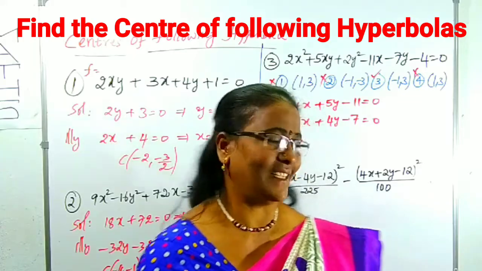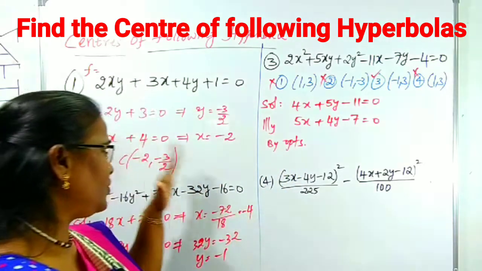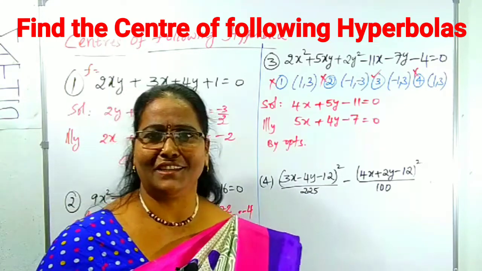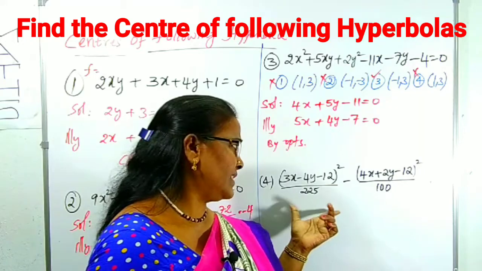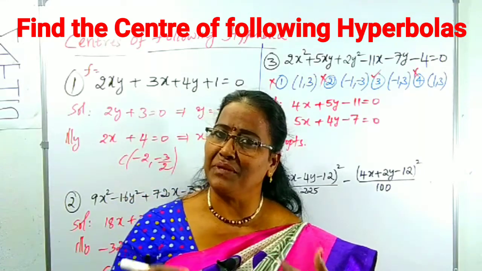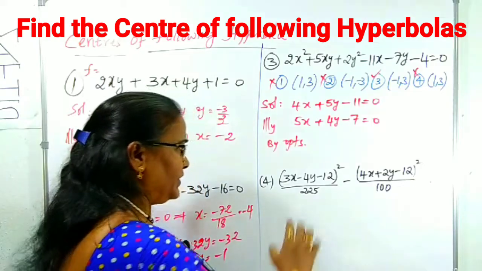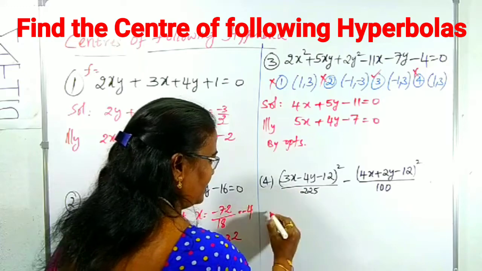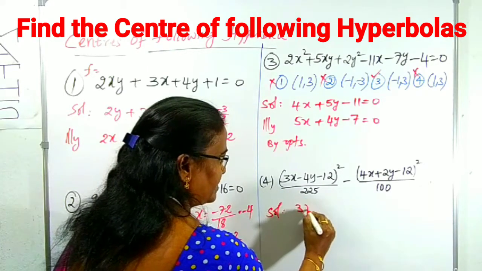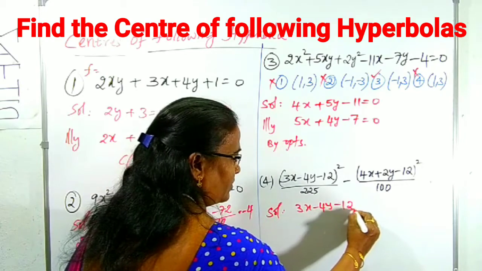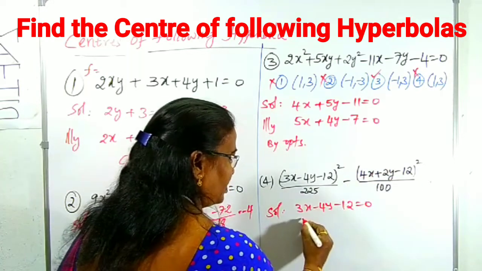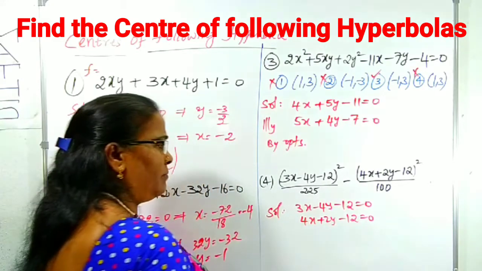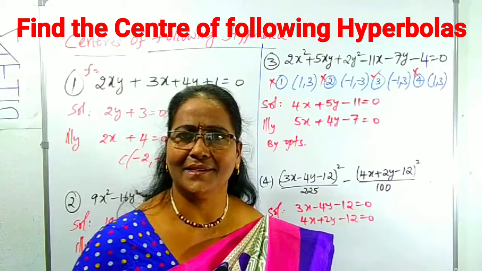Clear? Right. Now, in these two questions the equation is given directly in terms of x and y. But in this equation, it's not given like that. To find the center for this one, if you do this process, it becomes lengthy. Simply, to find the center of this hyperbola, we can solve these two equations. What is the equation? 3x minus 4y minus 12 is equal to 0, one of the equations. Another equation, 4x plus 2y minus 12 is equal to 0. By solving this, we can get the center.